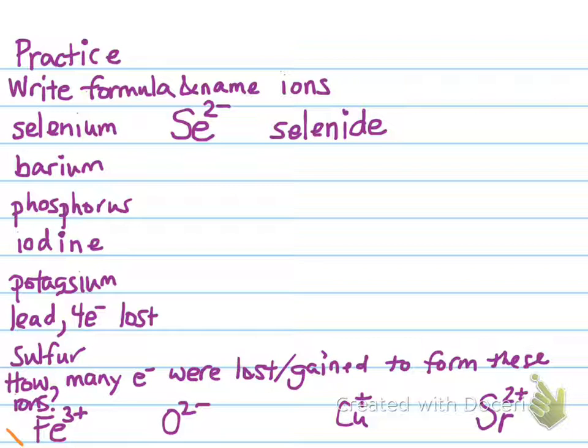So barium is symbol Ba. Barium is in group 2A. That means it has 2 valence electrons, so it can lose 2 or gain 6. It's going to lose 2, so it gets a charge of +2. So there's my formula. Because it's a cation, I'm going to name it by taking my element name and adding the word ion. So this is barium ion.